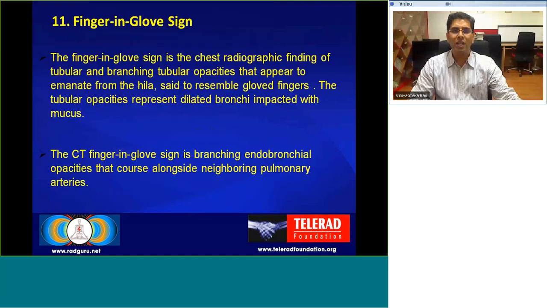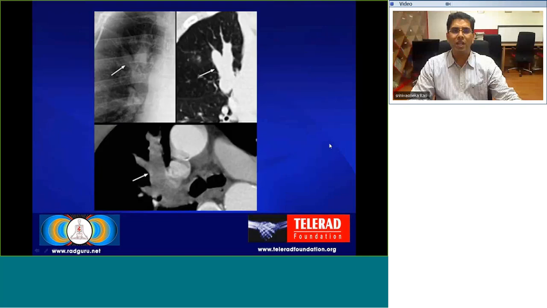The next sign is the finger in glove sign. This is nothing but the bronchi filled with tubular branching opacities that usually emanate from the hila and resemble gloved fingers because of either mucus or fluid impacted in those bronchi. I'll just show you examples of that. You can see on the radiograph the classical finger in glove appearance, and how it looks on CT.